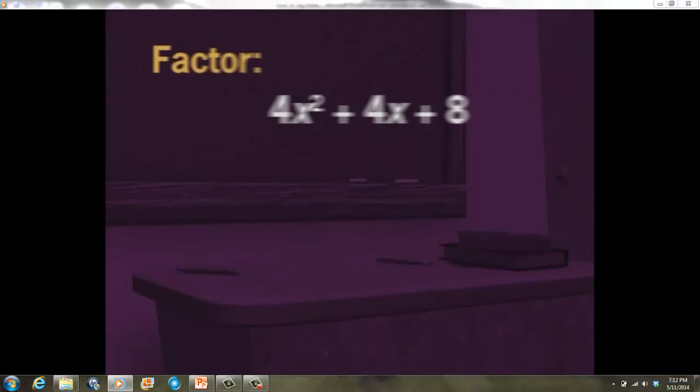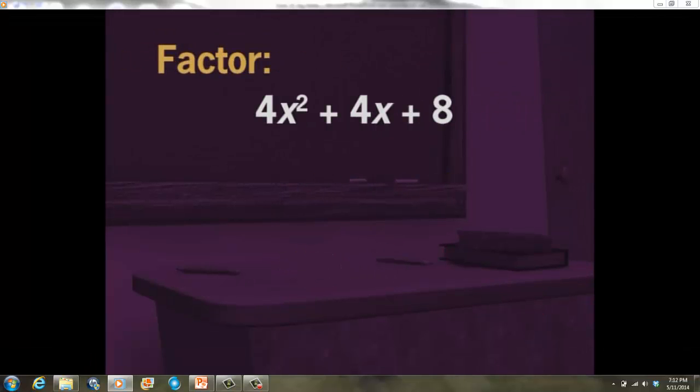Let's try another one. Factor the expression 4x squared plus 4x plus 8. This is example 2 on your notes. Please write down all the factors and then the final solution. Also write down what the greatest common factor is.